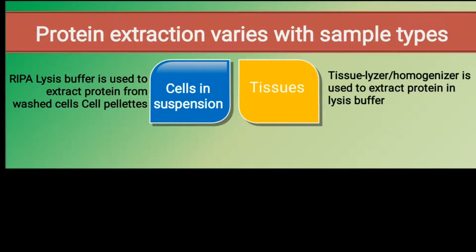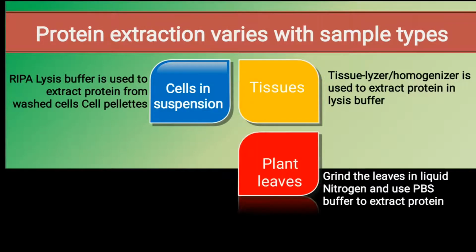For hardened tissues, a tissue lyser or homogenizer is used to separate the tissues. Extraction buffer such as RIPA or PBS is used to extract the protein. For plant leaves, phosphate buffered saline is used to extract the protein.